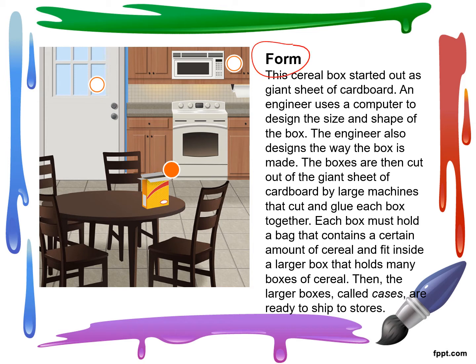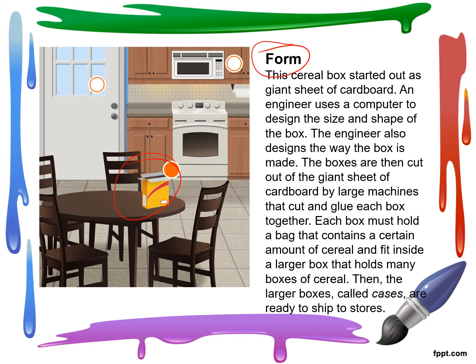Third one, we have form. Look at this cereal box on the table. This cereal box started out as a giant sheet of cardboard, and an engineer uses a computer to design the size and shape of the box. The engineer also designs the way the box is made.